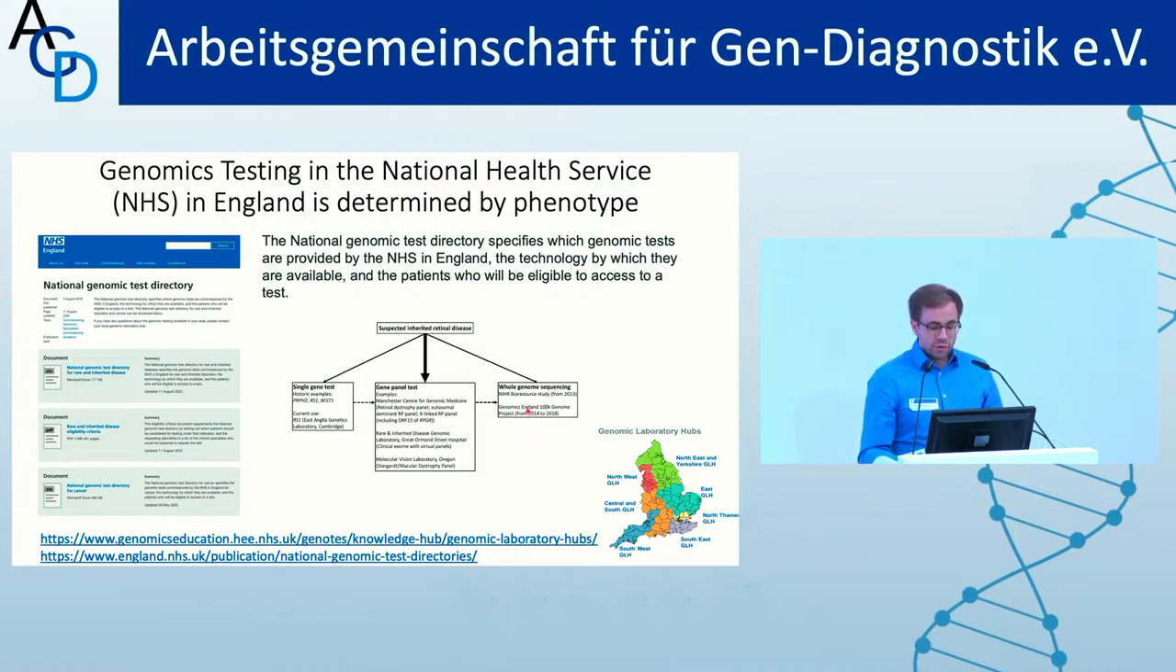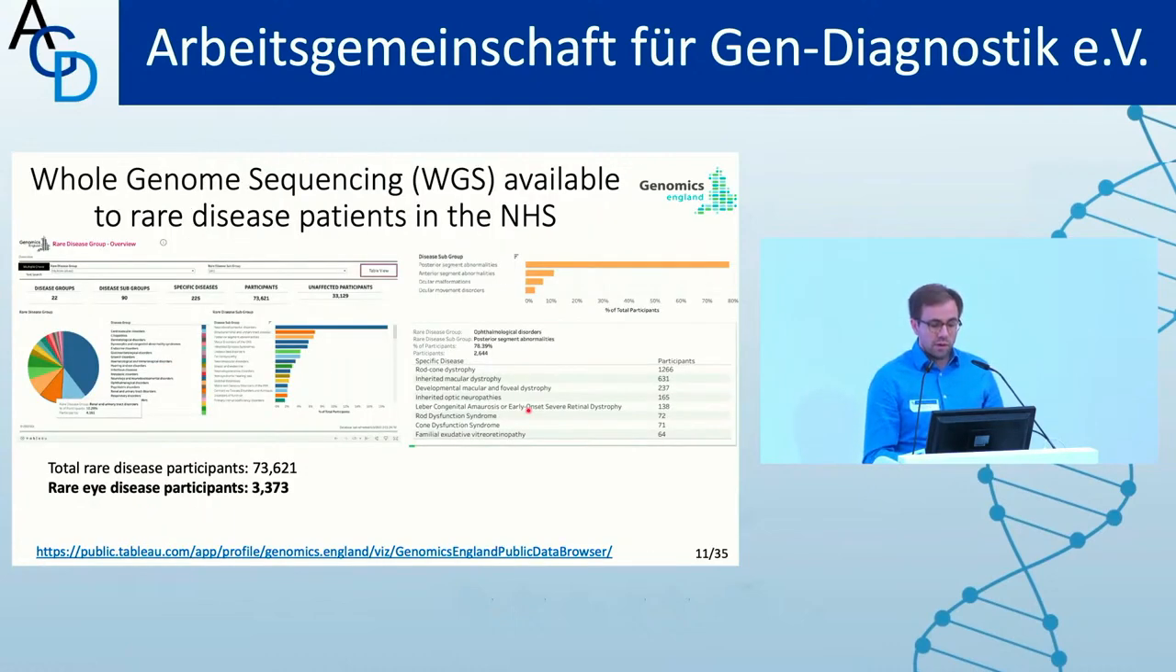So as I mentioned, whole genome sequencing is now much more available in the NHS, in particular for rare disease patients and cancer patients. So you might have heard of Genomics England, 100,000 genomes. These are some results that you can go and see yourself on their dashboard. They've sequenced that many patients in total, of which 3,000 are rare eye disease patients.